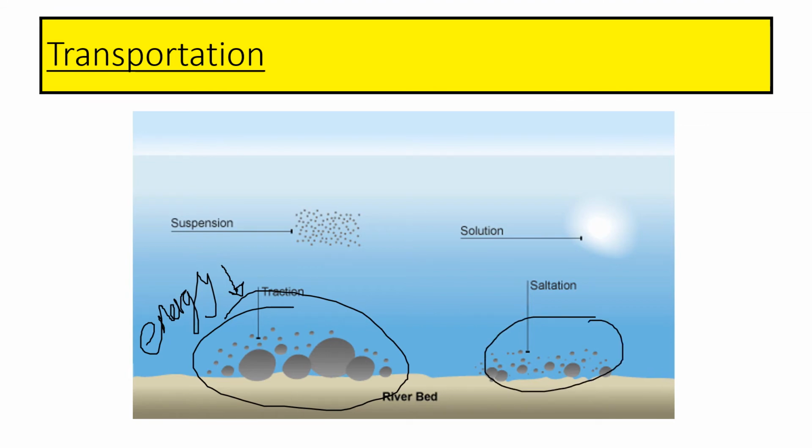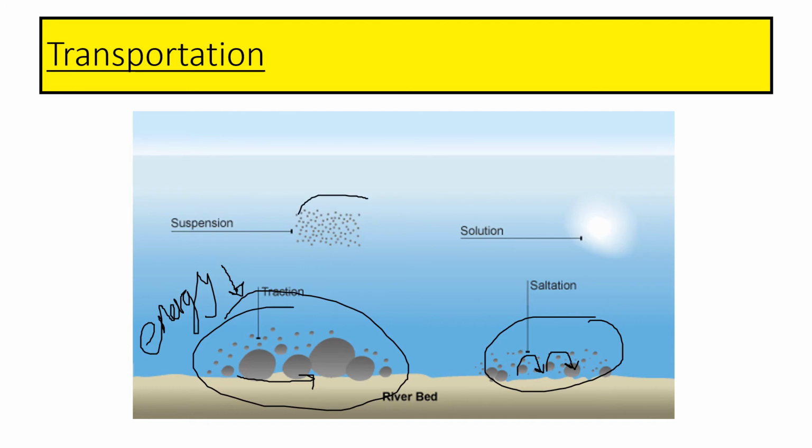Saltation is slightly smaller stones or rocks being bounced along the riverbed. Okay, so it's slightly different here. These ones are being rolled along the riverbed, obviously because they're too heavy to be bounced. And the saltation is slightly smaller stones being bounced along the riverbed. And I suppose in both of these cases, you need quite a lot of energy.